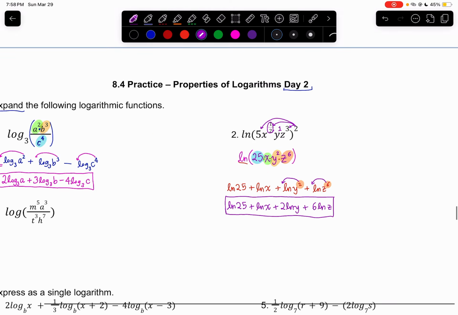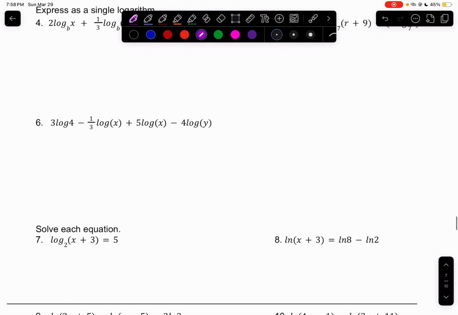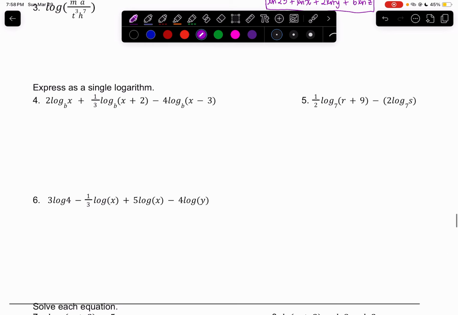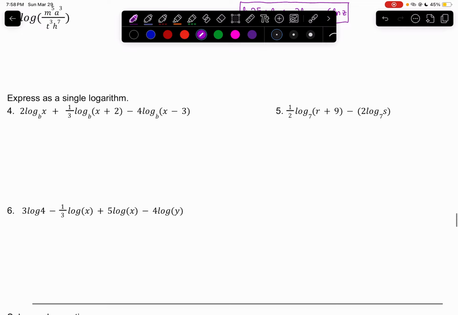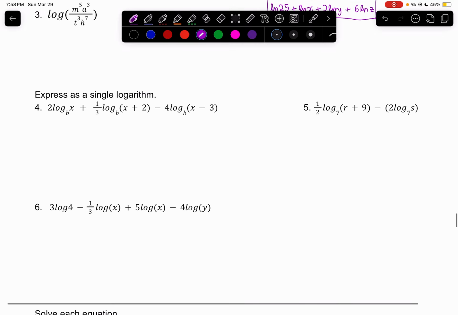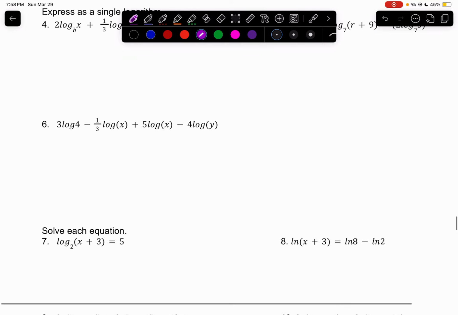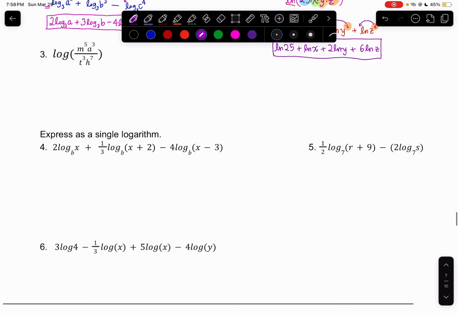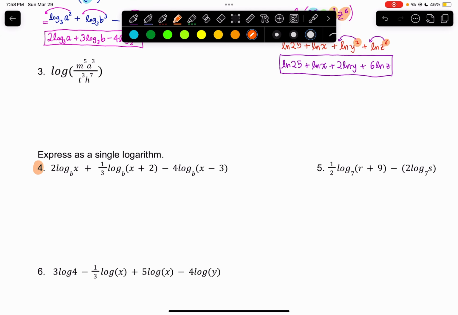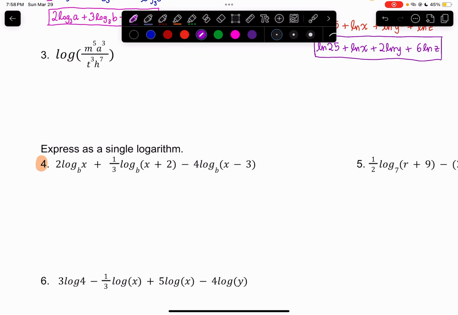Okay, cool. Let's see. I will look at, let's say, I'll do 4. Okay. Express as a single logarithm. So in other words, condense. Take all of these logs and make it into one big log.